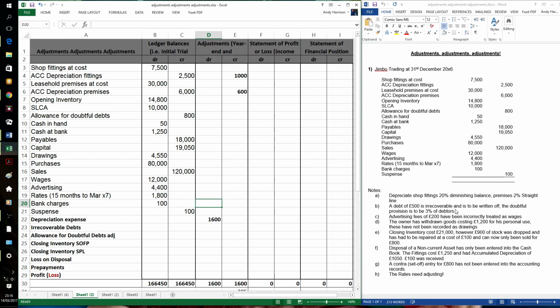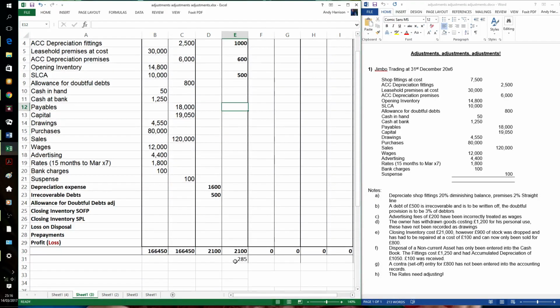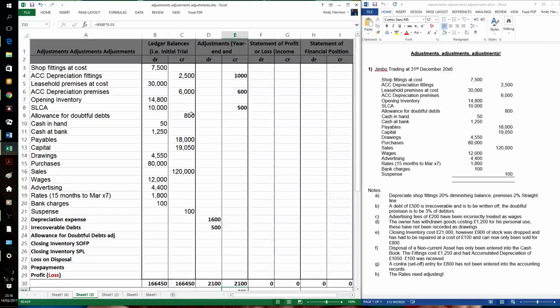Then we've got an allowance for doubtful debts, or provision here, doubtful provision. But first of all, we've got to write off £500 of a bad debt. That's its expense, and credit sales ledger control account. That leaves the sales ledger control account at 9,500. I've already worked out 9,500 times 3% is 285, but actually we've got an allowance for 800. We need to reduce it by 515, so that will show up under the income statement of profit or loss.